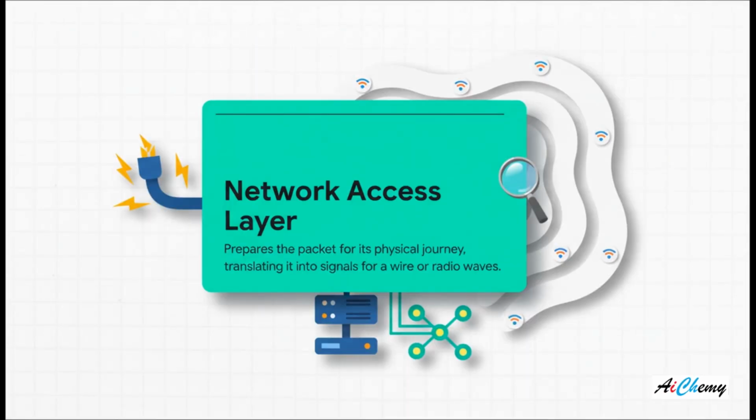And finally, the network access layer gets the packet ready for its very first physical step. It translates that digital packet into electrical signals if you're on a cable, or into radio waves for Wi-Fi. It's the final instruction that says, okay, you're all set to physically move out.